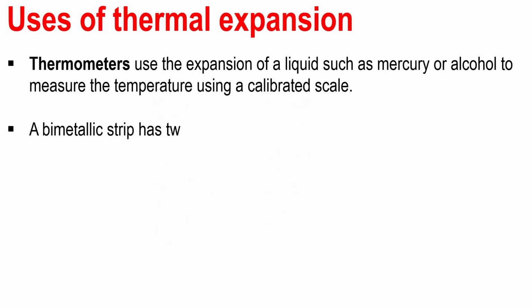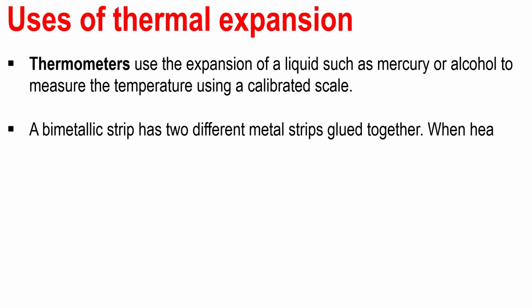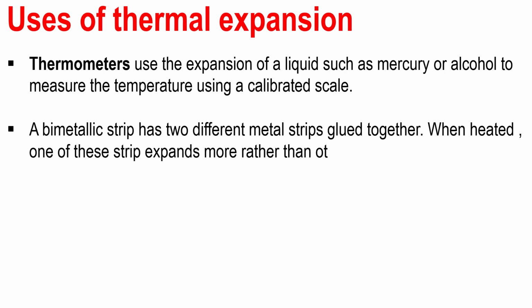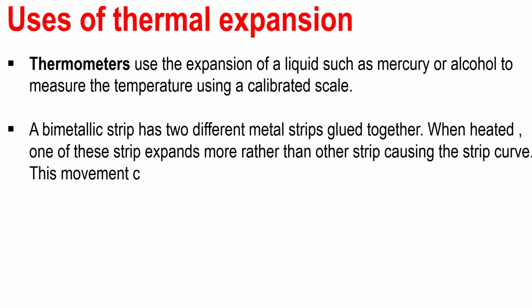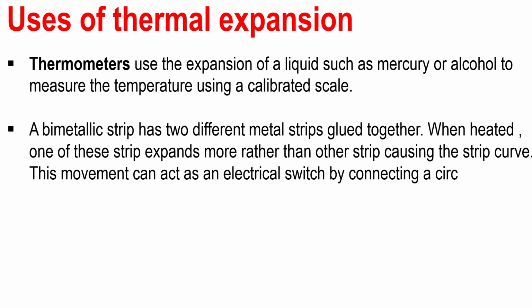A bimetallic strip has 2 different metal strips glued together. When heated, one of these strips expands more than the other strip, causing the strip to curve. This movement can act as an electrical switch by connecting a circuit. This application can be seen in electric irons and thermostats.